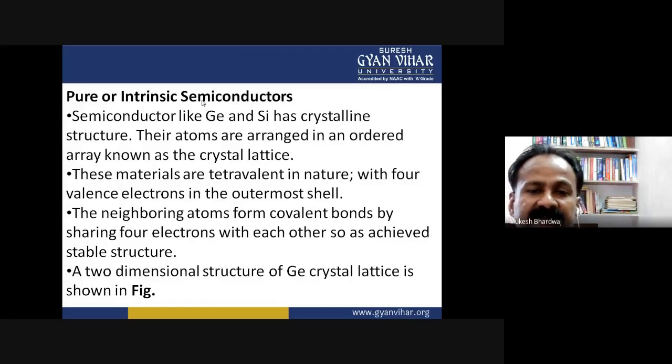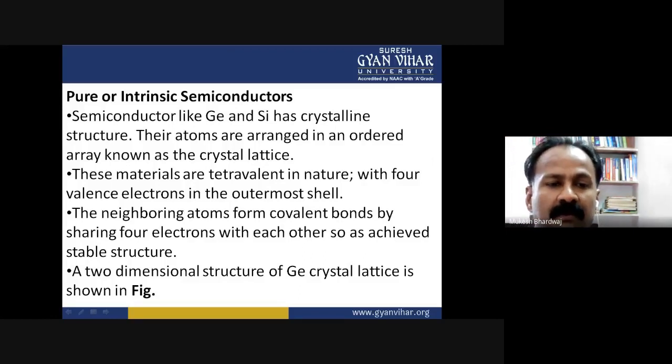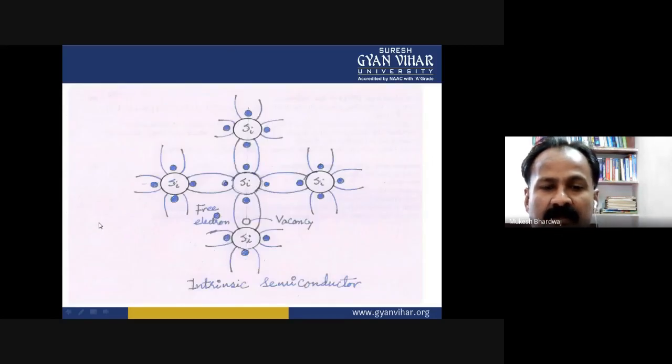The neighboring atoms form covalent bonds by sharing 4 electrons with each other, so as to achieve a stable structure. A two-dimensional structure of the germanium crystal lattice is shown in the figure. So I'll show the lattice structure of germanium. So this is the lattice structure of silicon.